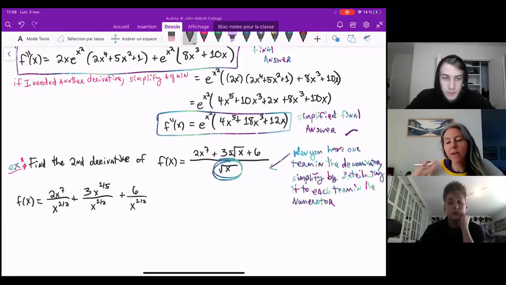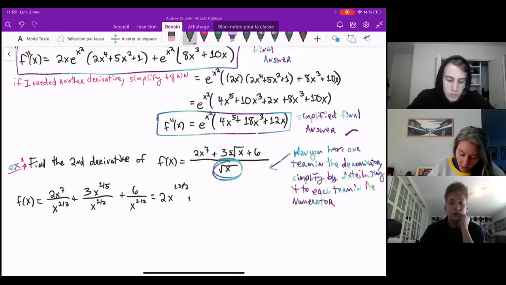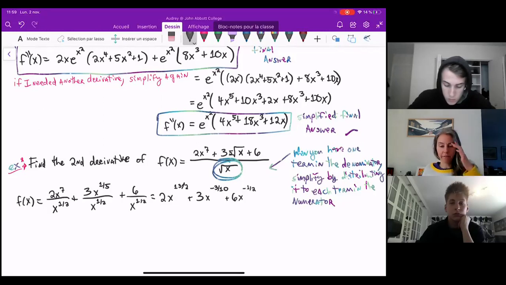And I'm simplifying this in the same way that we simplified before when we were doing derivatives, to just have a power rule. So here I'll have 2x to the 13/2 plus 3x to the -3/10, and then plus 6x to the -1/2. So simplifying in this way, do I still have a quotient rule anywhere, or do I just have a simple power rule?